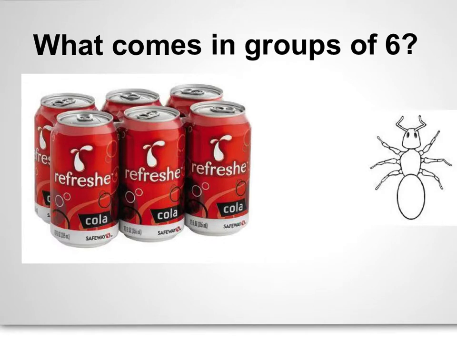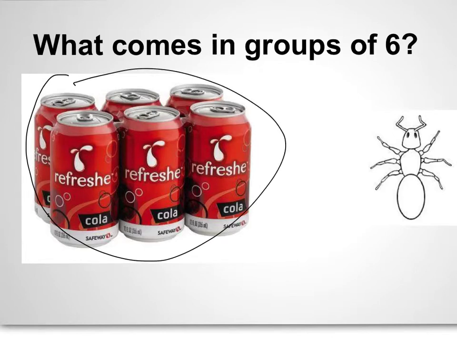I thought of these two things. I thought of a 6-pack of pop that has these plastic tops on them, and I thought about an insect that has 6 legs. I'm sure you may have thought of a few more things. But let's get started by circling our count bys.